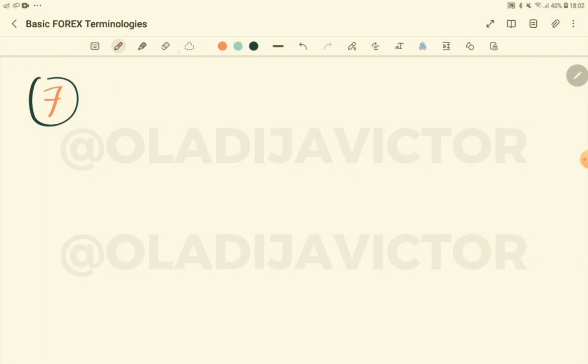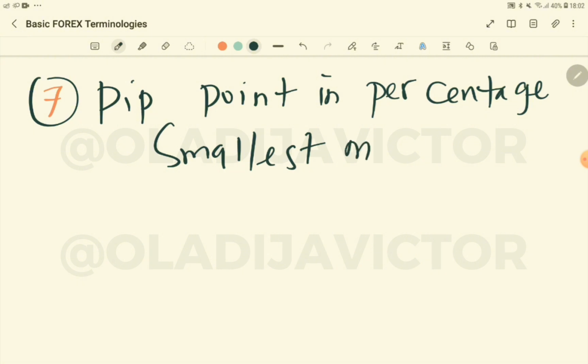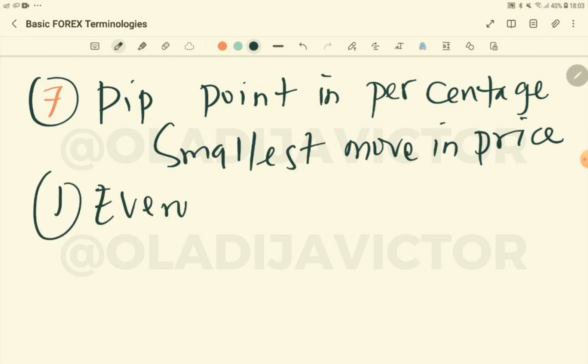Number 7, pip. The pip is actually the point in percentage. In short, it's the smallest move in price. We have 2 types of pips. Number 1, every other currency. For every other currency, the pip is the 4th number after the decimal.